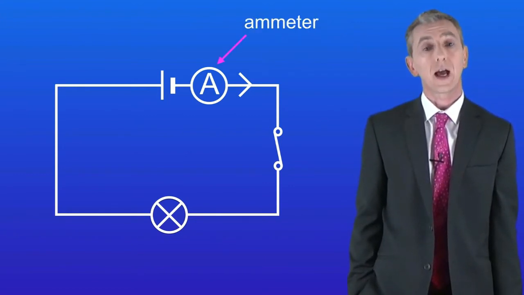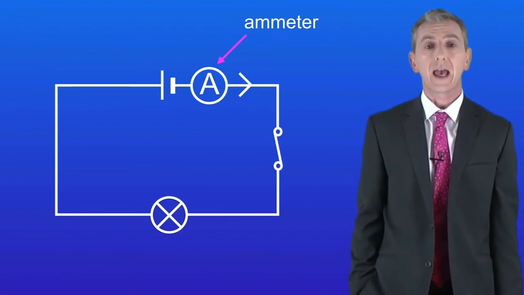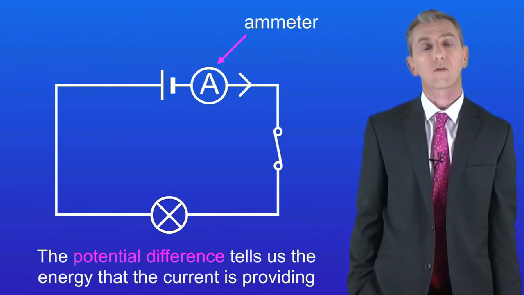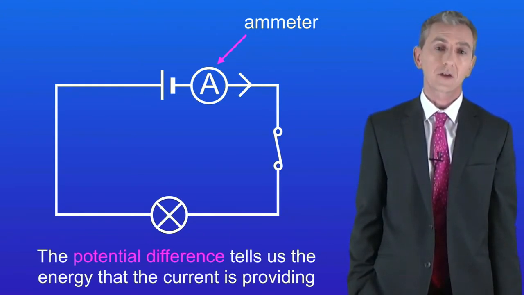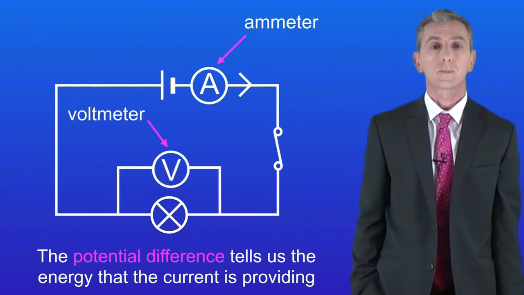And we measure the current using an ammeter like this. We know that the current delivers energy to components in the circuit, such as a bulb. And the potential difference tells us the energy that the current is providing. We measure potential difference using a voltmeter, and the unit of potential difference is the volt.